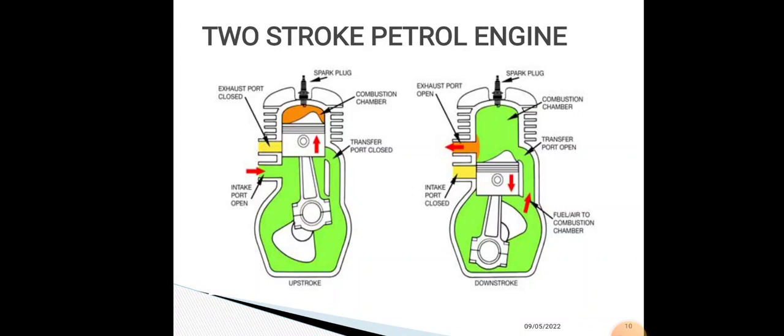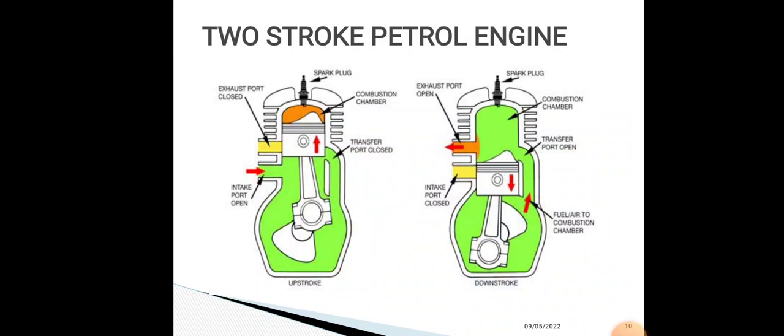Therefore, two strokes are sufficient to complete the cycle: one for compressing the fresh charge and the other for expansion or power stroke. It is to be noted that the effective stroke is reduced. The figure shows one of the simplest two-stroke engines, the crankcase scavenging engine.